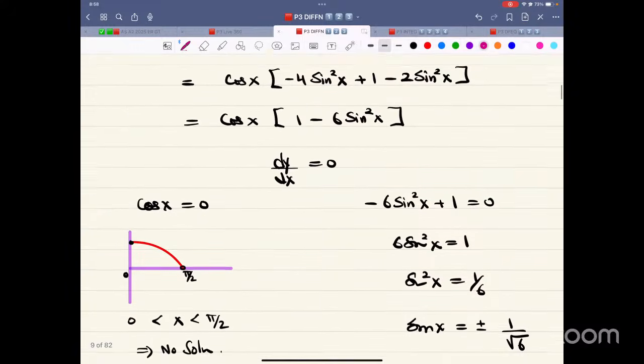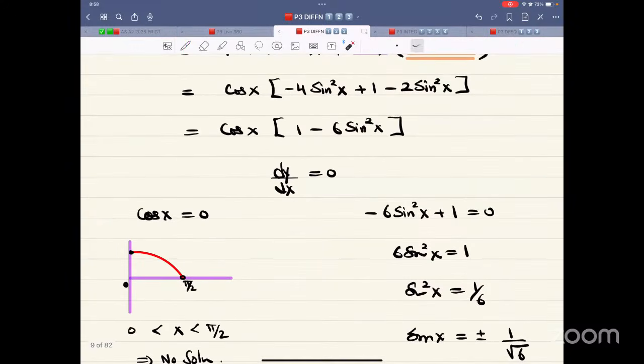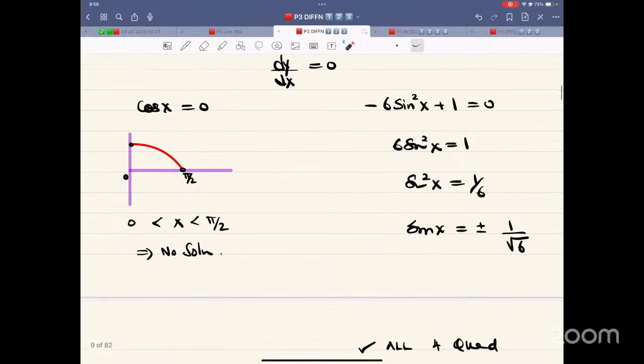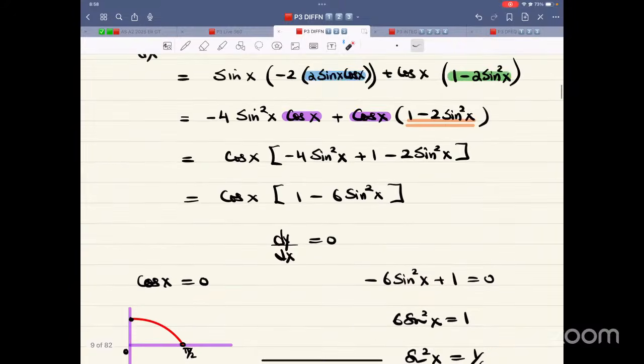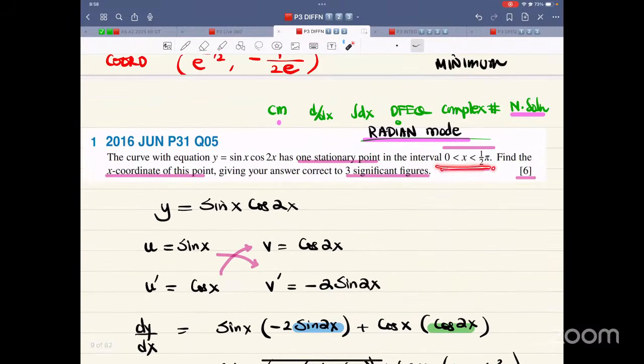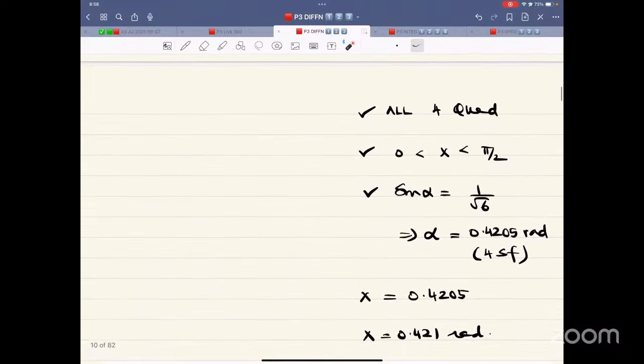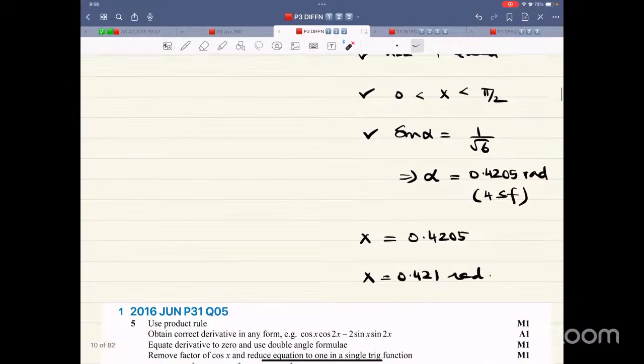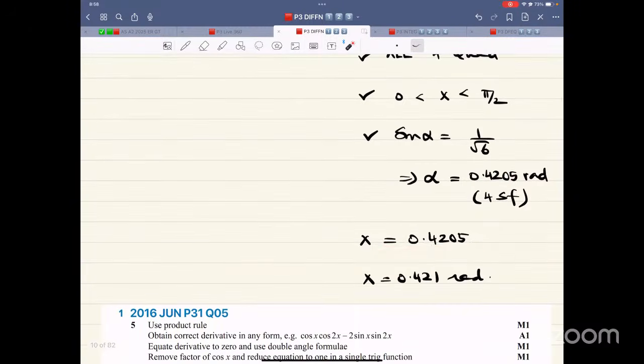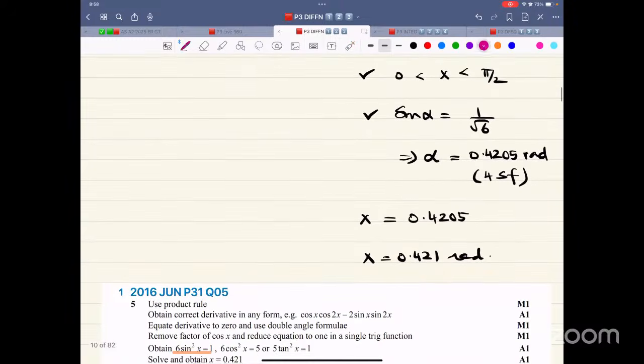So state the obvious. Now over here, we have -6 sine square x plus 1 equals to 0. 6 sine square x is equal to 1. Sine square x is 1 over 6. Sine x is plus minus 1 over root 6. The answer is in all 4 quadrants, but we are restricted by this range. So technically, we are just calculating the basic angle. Work in at least 4 SF. In the first quadrant, x is the same as the basic angle alpha. x is 0.421, rounded off to 3 significant figures.